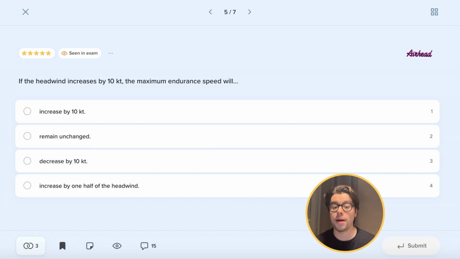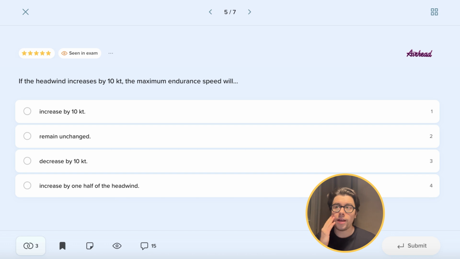And now for question number 5. If the headwind increases by 10 knots, the maximum endurance speed will... And this is a very interesting question, and it's easy to fall into a trap set by the examiners, of course. You need to remember that the endurance is always independent of wind.